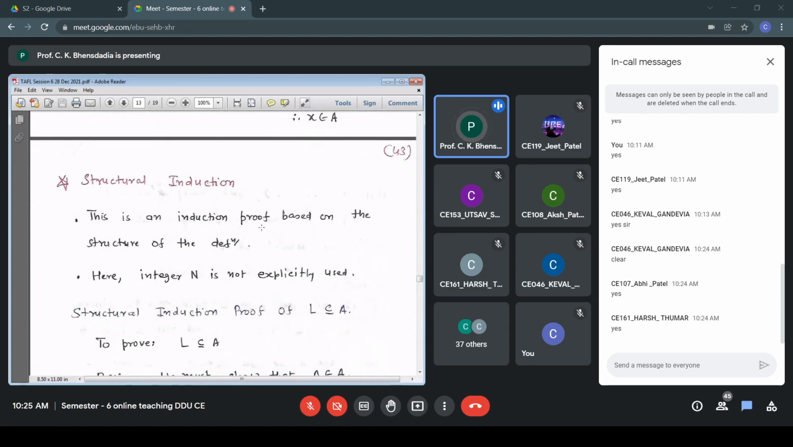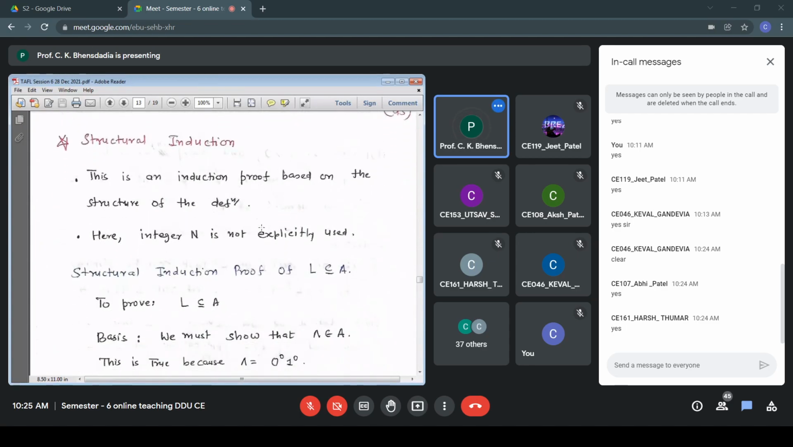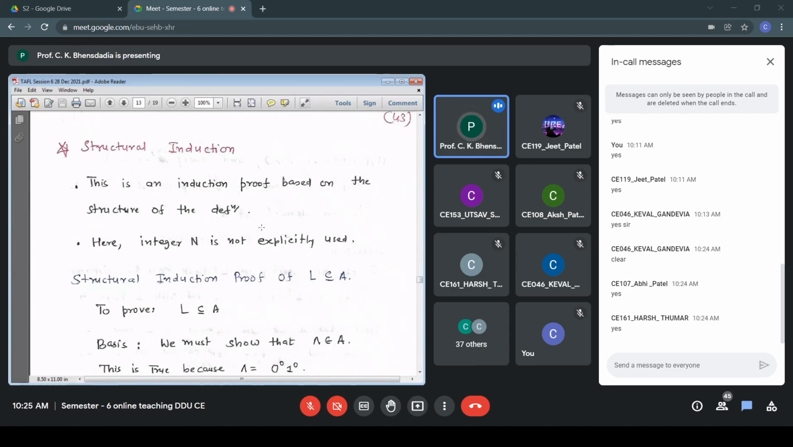L is a subset of A, that is to be proved. This proof is based on the definition of the given language. Go back to the definition of L. In that, rule number 1 is null belongs to L. Rule number 2 was our 0y and 0y1. Rule number 1, null belongs to L. So here we are proving L to be a subset of A.